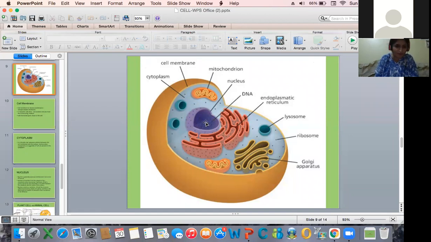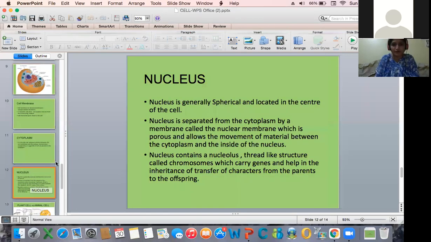So the nucleus, which is the central part, is actually the brain of the cell. It controls all the functions of the cell. Now, what is the nucleus made up of? First of all, it is spherical in shape, and it is located at the center of the cell. The nucleus is separated from the cytoplasm by a nuclear membrane. Like the cell has a cell membrane around it, similarly, the nucleus also has a nuclear membrane around it.